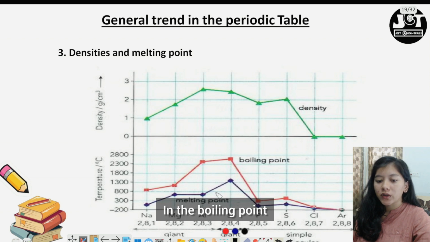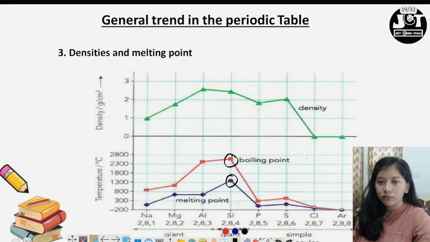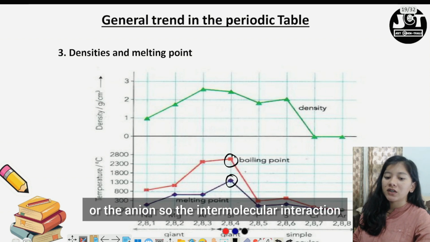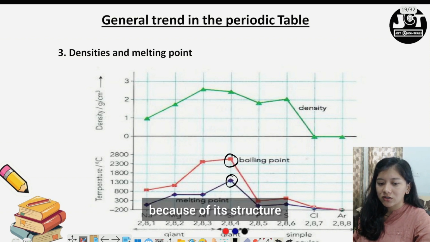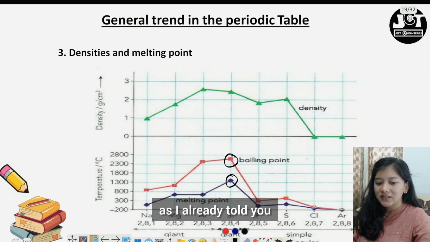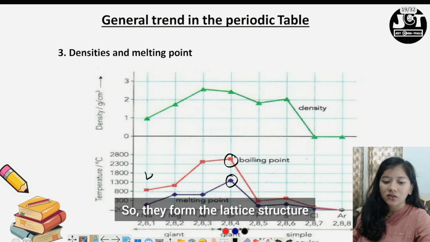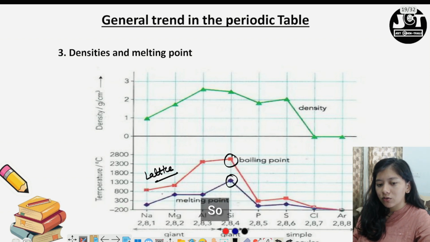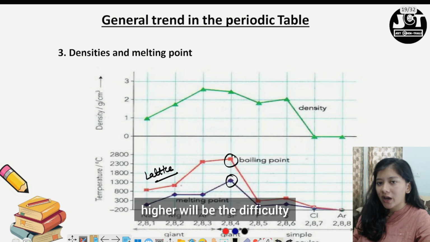In the boiling point and melting point, you will see group number 14 has the highest value because it has a tendency not to form the cation or the anion. So the intermolecular interaction will be higher for that because of its structure. Na, Mg and Al, as I already told you, have a positive charge. They are actually metals, so they form a lattice structure. Metals are always present in different lattice structures, the crystal type structures. So it's very difficult to separate them. The higher the charge, the higher the difficulty.